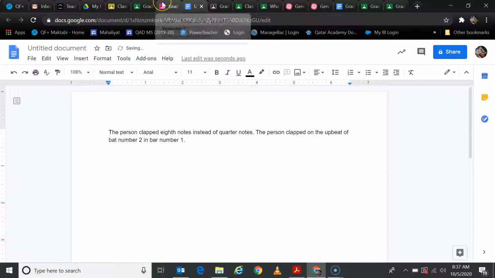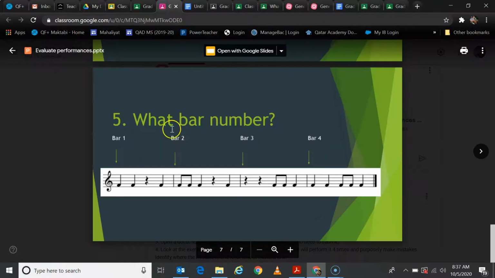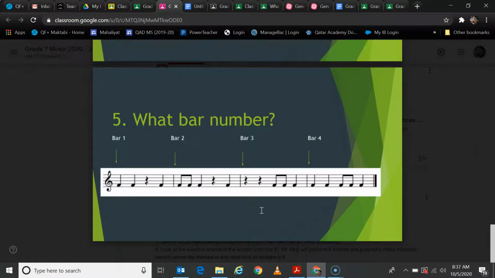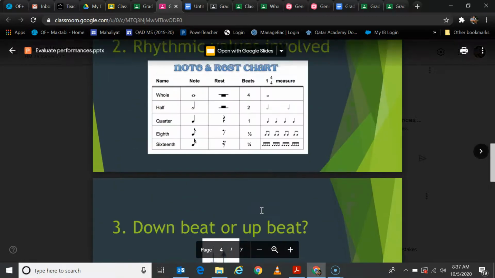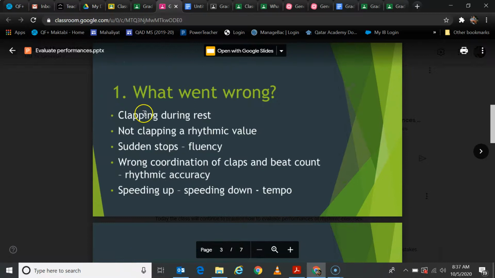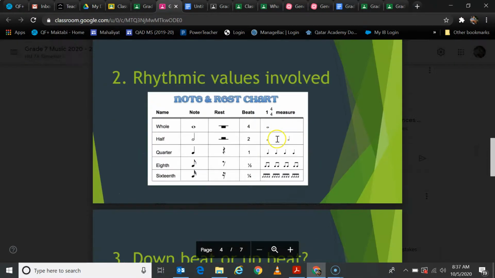The second mistake was like this. Here, I clapped over a rest. On bar number 2, I clapped like this. 1 and 2 and 3 and 4 and. So one more time, very simple. What went wrong? Someone clapped during a rest. What kind of rest? During a quarter note rest.